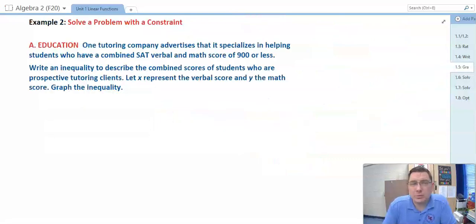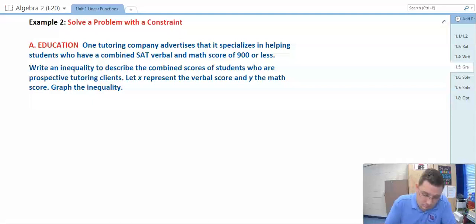So moving on to example 2, we're going to look at how to solve a problem with a constraint. And so the problem says this. One tutoring company advertises that it specializes in helping students who have a combined SAT verbal and math score of 900 or less. We want to write an inequality to describe the combined scores of students who are prospective tutoring clients. Let X represent the verbal score and Y the math score, and we're going to graph this inequality.